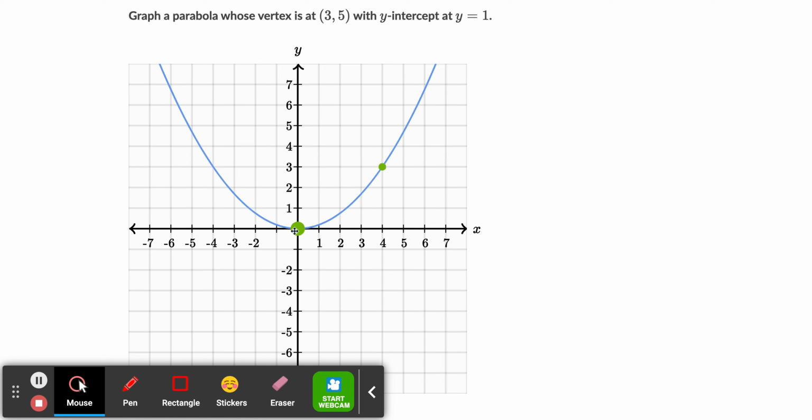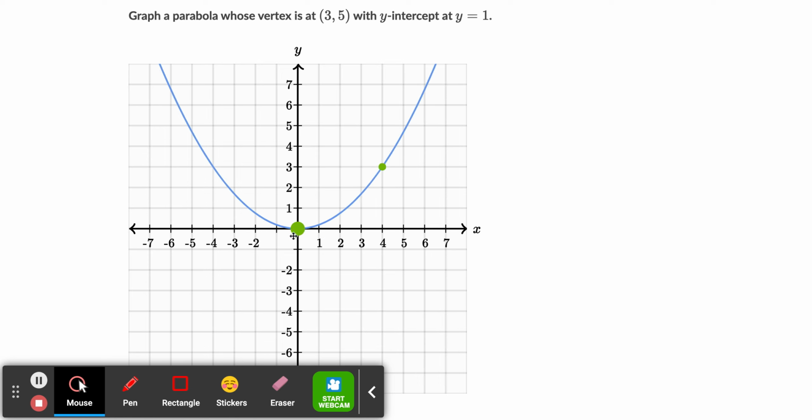Okay. So we want to have a vertex at (3, 5). Let's go ahead and move this vertex point there. And then we're going to move this next point accordingly based off the next piece of information. Okay, but your (3, 5) should be set.